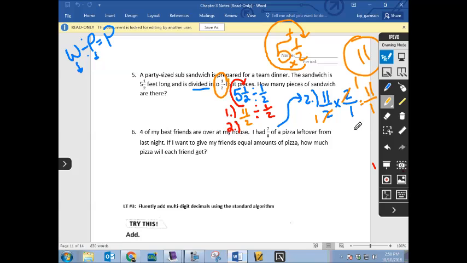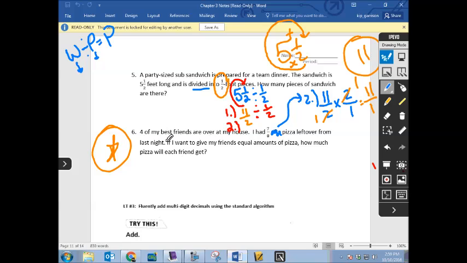All right? We'll do this next one. This one is very similar to a question on the test, so you might want to put a big star by this one, guys. There's a test question just like this one. 4 of my best friends are over at my house. I had 7/8 of a pizza left over from last night. If I want to give my friends an equal amount of pizza, how much pizza will each friend get?